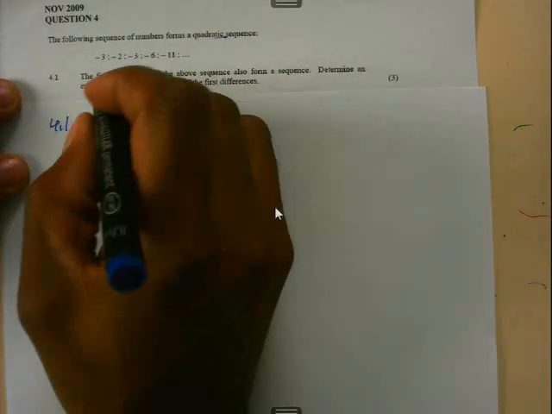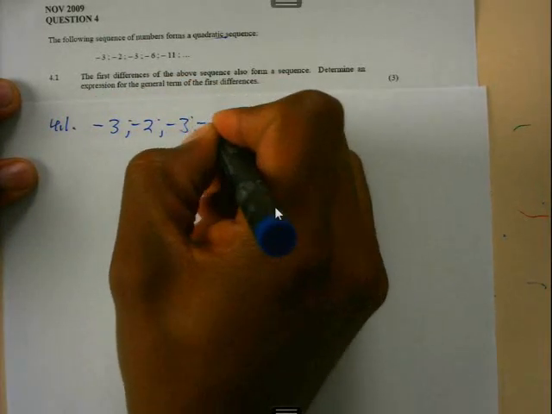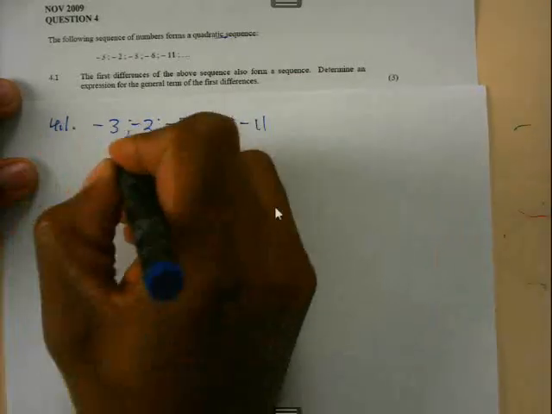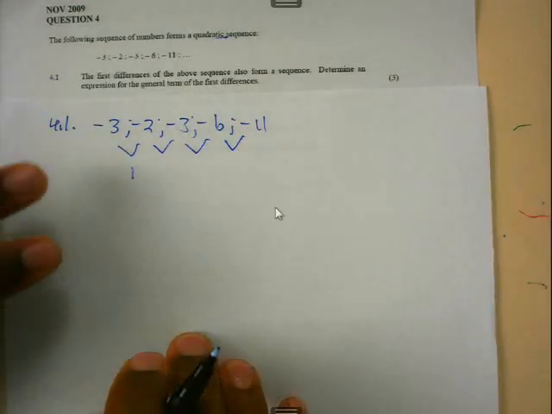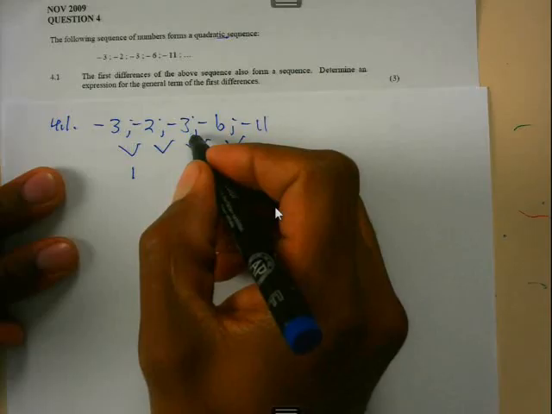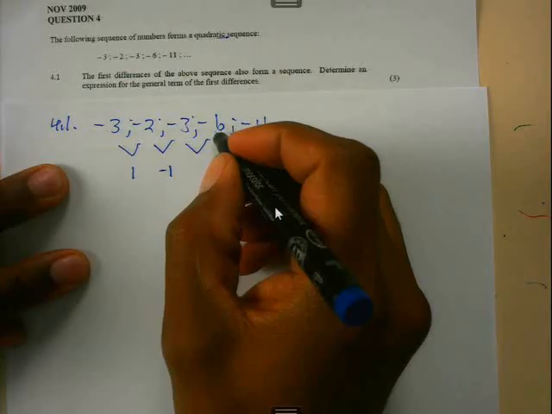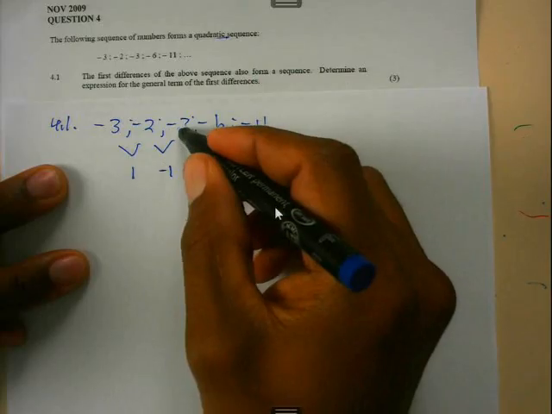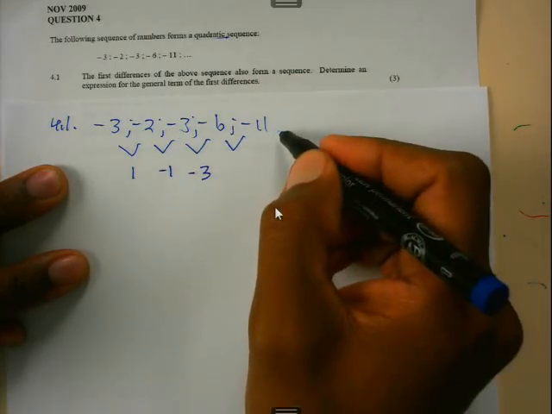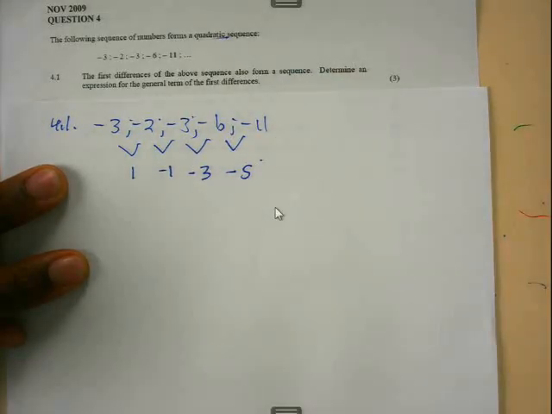Right, boys and girls, let us look at 4.1. We have the sequence -3, -2, -3, -6, -11. Let us see if we can get the first differences. -2 minus -3 will be +1. -3 minus -2 will be -1. Then -6 minus -3 will be -3, and -11 minus -6, that is -11 plus 6, will be -5.